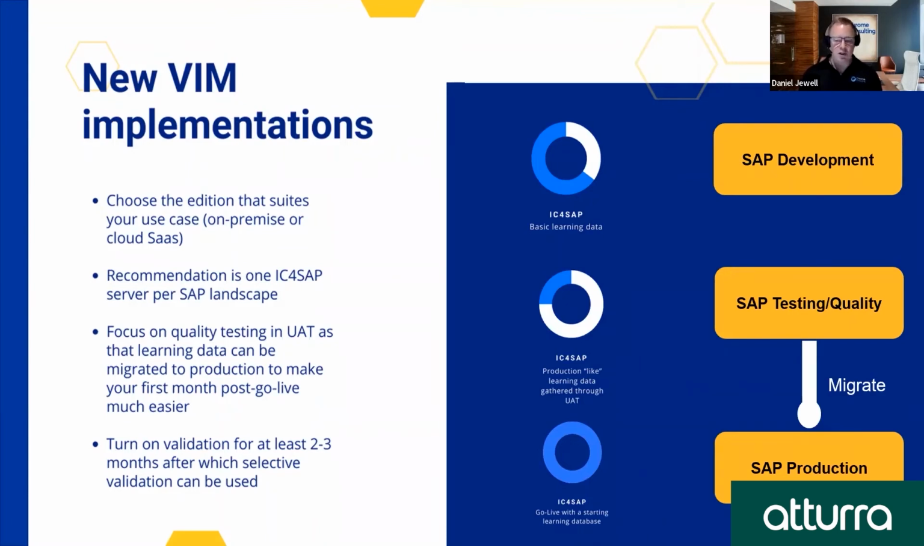We also strongly suggest that you focus on providing quality test data within UAT. And what we mean by that is using real supplier invoices, not mock invoices, with real supplier data, because the quality of the learning and the testing that you do in UAT can now be migrated into production. So then on day one of your go live, you've already got, ideally, invoices pre-trained for some of your key suppliers. So they will just skip straight through validation, and they will already be trained.